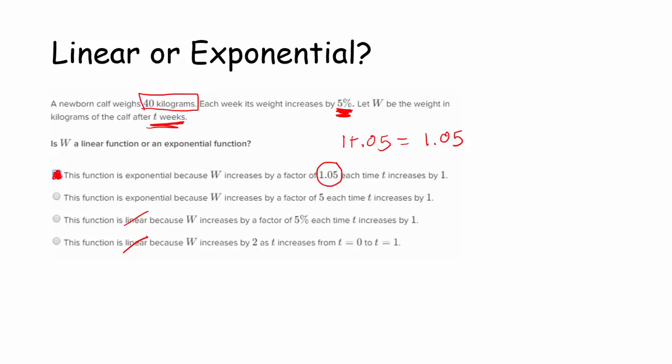If you're increasing by a factor of 5, you'd be going up by 400% each time. It'd be a much higher increase.